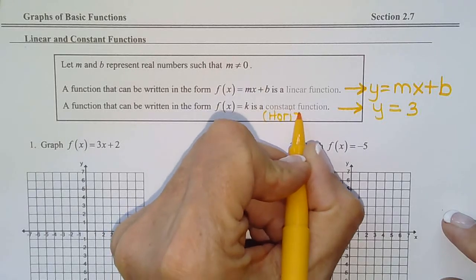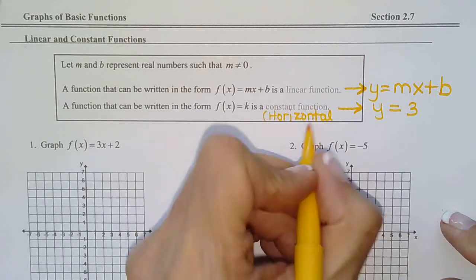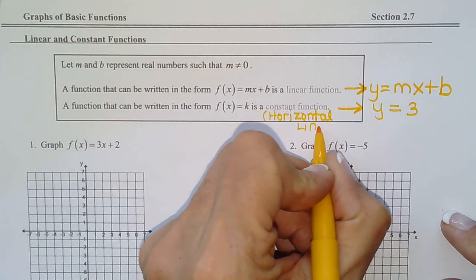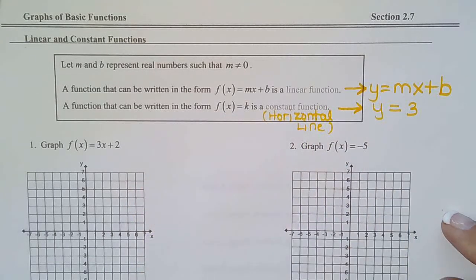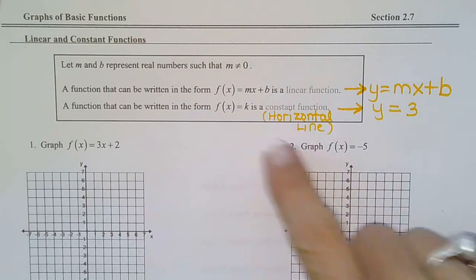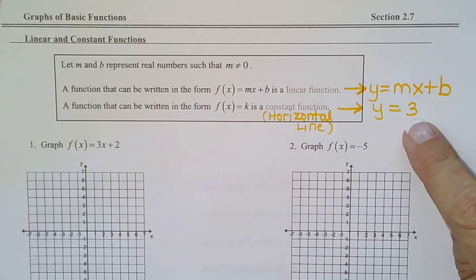So if it only has an x, it's a vertical line. If it only has a y, it's a horizontal line. And because we know f of x is really y, it's a horizontal line that passes through whatever k is. In this case, I called k 3. Okay, so we're going to be graphing regular lines, y equals mx plus b, and horizontal lines.